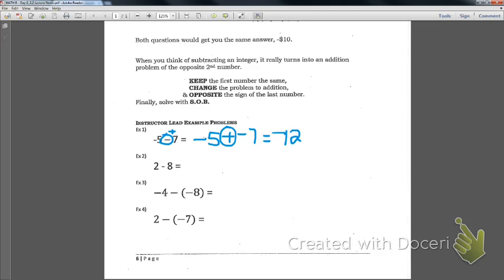Example 2. We have 2 minus 8. So that's read as like a positive 2 minus a positive 8. So we keep our positive 2, we change it to addition, and make it a negative 8. So our operation is addition. The sign of that 2 is a positive. So use the SOB rule. Is that same signs or opposite signs? Opposite, so we have to subtract. 8 minus 2 is 6. And the bigger sign wins. Which number is bigger? 8. So therefore, it's a negative 6.